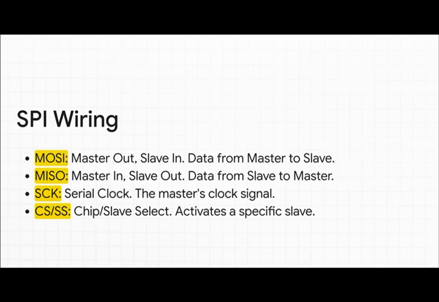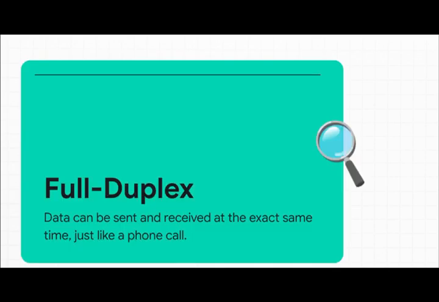And you have MISO, master in, slave out, which sends data back to the master. And then there's a 4th really crucial line. See, having those 2 separate data lines, MOSI and MISO, is what enables something called full duplex communication. This is the secret sauce to SPI speed. Data can flow in both directions at the exact same time. It's just like a telephone call where both people can talk and listen simultaneously. This makes the whole exchange of information way, way faster.